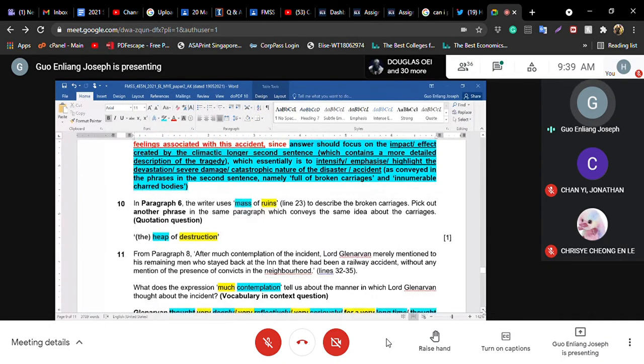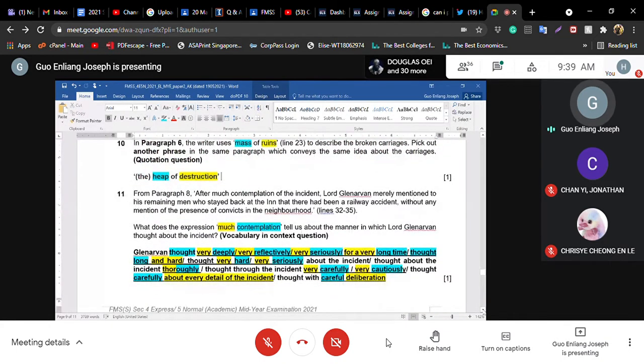This one is not a difficult question. Number 11 is more difficult. Can you highlight in two colors? One word is much, the other word is contemplation. Now, you can see the color coding. It's not because it's fun to put yellow, blue, yellow, blue, but it is to show that very is addressing much, and thought deeply is addressing contemplation.